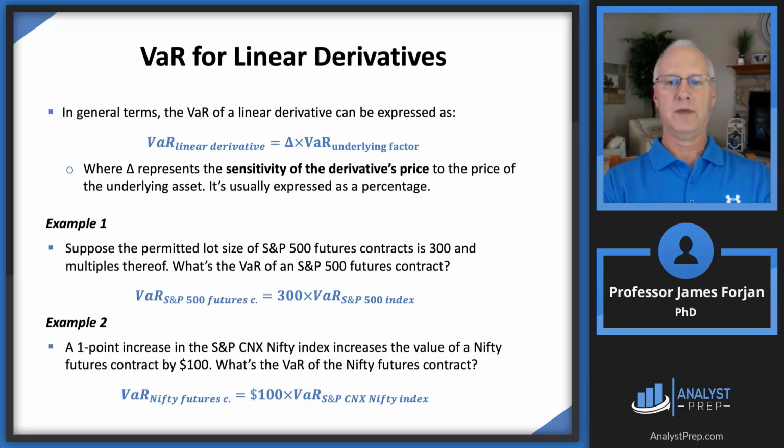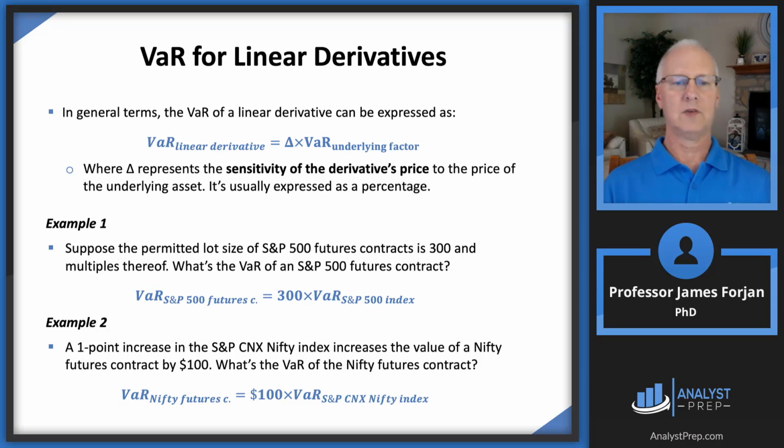One with the S&P 500 futures contract. If we have a standard amount of 300, then the value at risk of that S&P 500 futures contract is just going to be the standard amount 300 times whatever the value at risk is of the index, right? So the value at risk of the derivative is a function of the standardization and the value at risk of the underlying asset, all right?